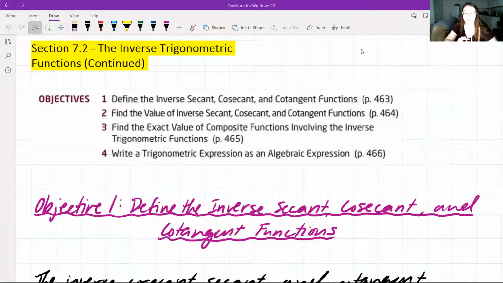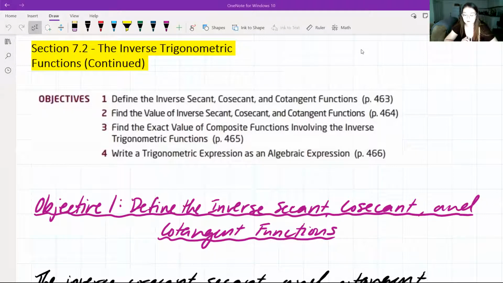Hello everyone, we're going to be doing section 7.2, which is on the inverse trigonometric functions. This is a little bit of a continuation of our last section, section 7.1. So we're still continuing these inverse trigonometric function practices. We have four objectives.